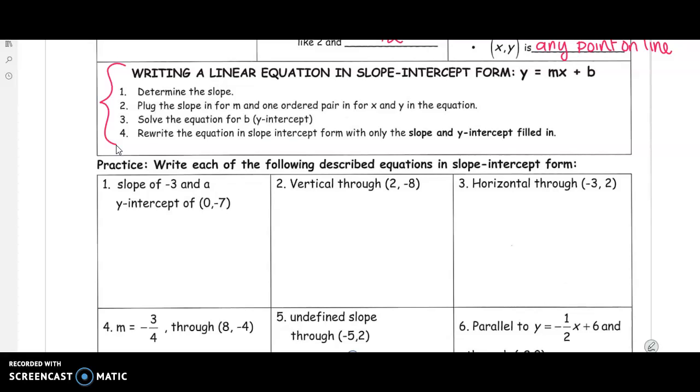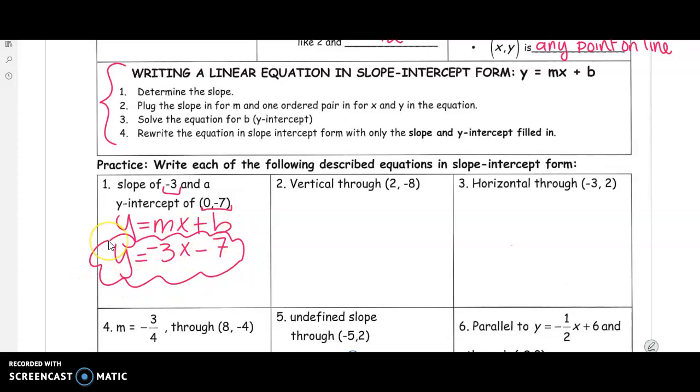Alright, number 1, let's start slow. The slope is -3 and the y-intercept is (0, -7). So y equals mx plus b. Our slope is m, and our y-intercept is -7, so that is our b. Your equation will always leave x and y. So that would be the final answer for the equation of the line that has slope -3 and y-intercept of -7.